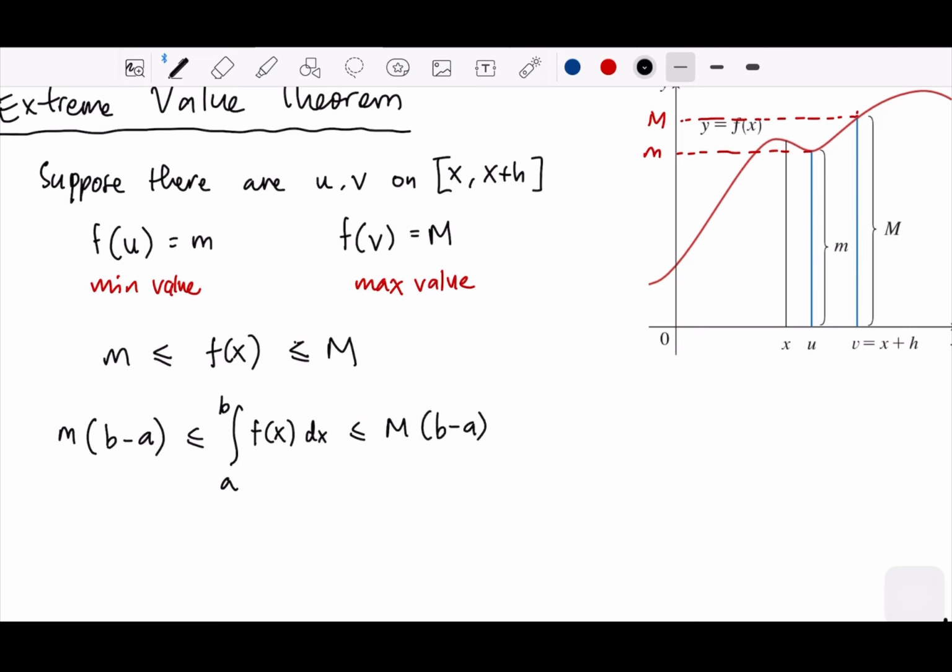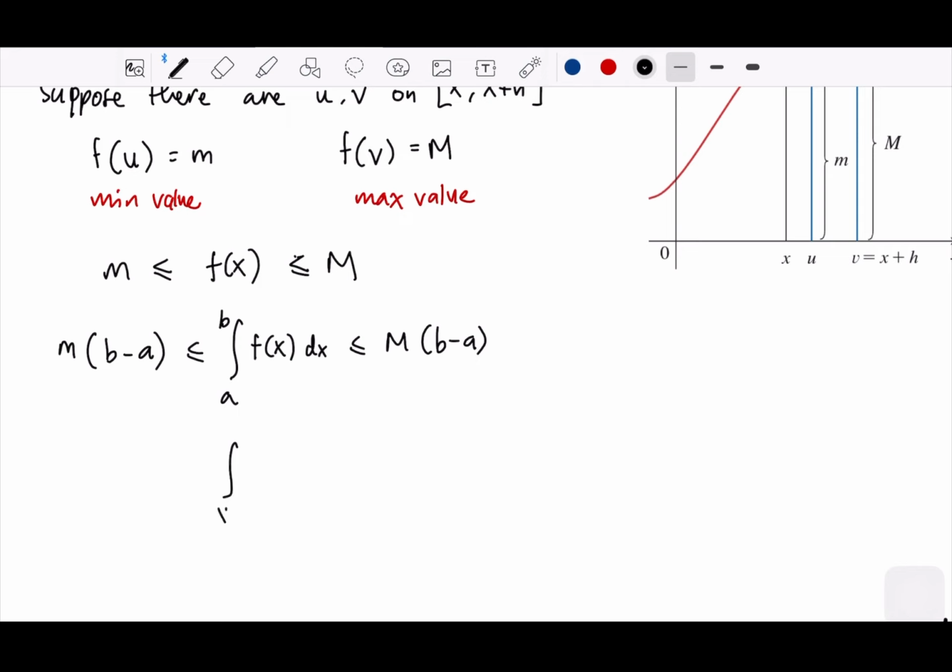And then we change the expressions according to our x and x plus h. So a will be x, b will be x plus h. So we are going to have x to x plus h, f of t dt. Now it becomes t. And then the b minus a is actually h, right? It's actually h like that. And then all these expressions, we are going to multiply by 1 over h.